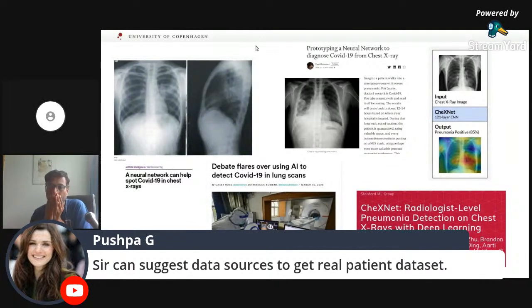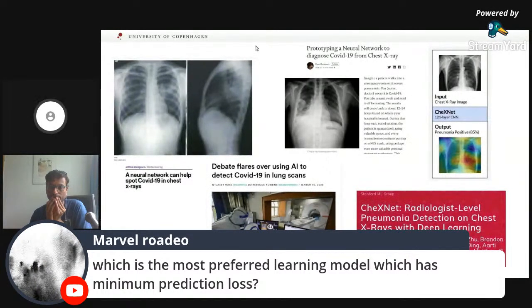The next question is, which is the most preferred learning model which has minimum prediction loss? It would depend on what task you are trying to do. Like I said, if you have a feed-forward neural network and the task is segmentation, maybe that's not so good, so you might want to use something with a convolutional neural network. CNNs are better for image-related tasks. If you have speech, or some time relation information, then you would use LSTM or recurrent neural networks, which can take correlation along the time axis into account. So it's dependent on the task. For this one, I would say a CNN with the encoder-decoder structure, something like a UNET, would be the best one.